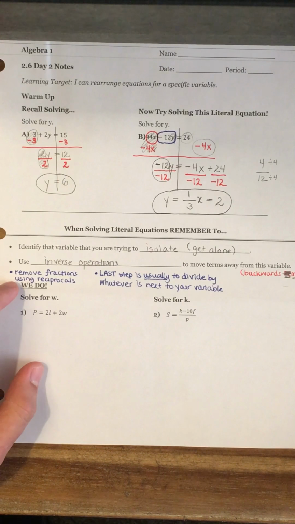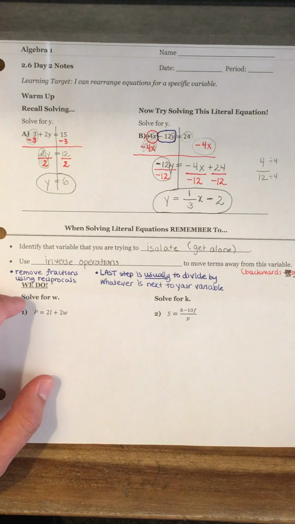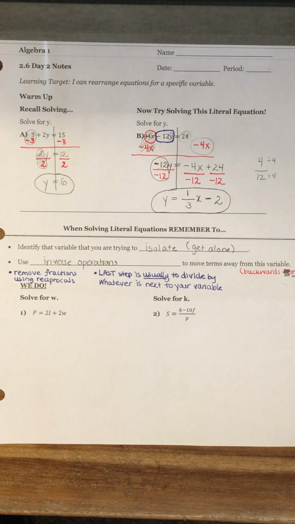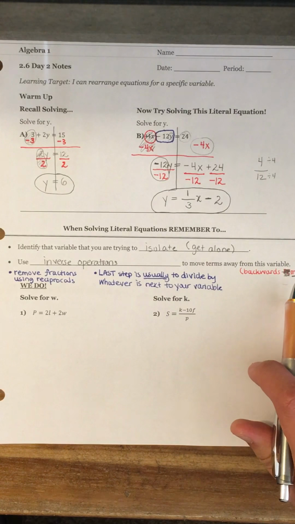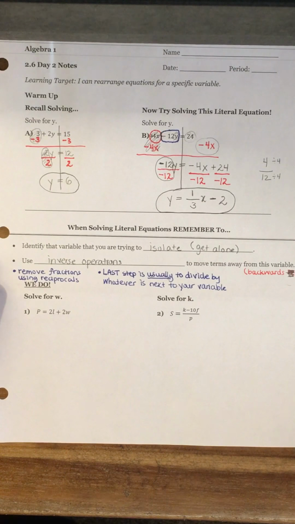Just a little bit of advice with fractions. In order to get rid of fractions in your problem, we will always be using reciprocals. And then just a little last hint is that the last step will usually be to divide, sometimes multiply, by whatever is next to your variable. But again, it's usually division. So let's look at some sample problems down below, starting with number 1.